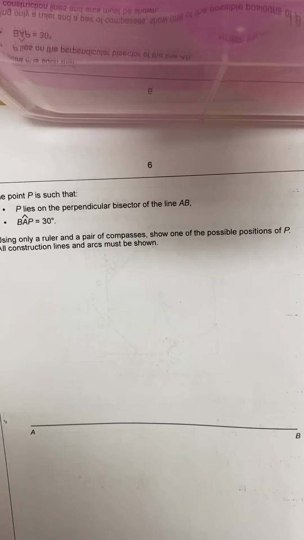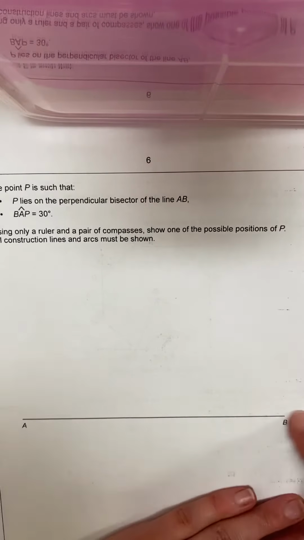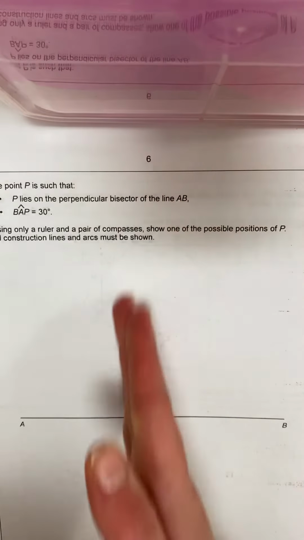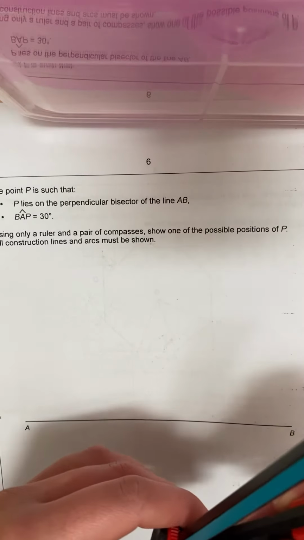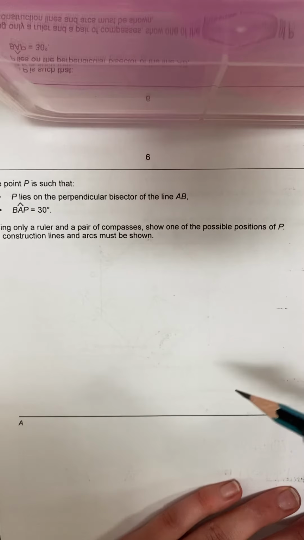Okay, so in this one we have to find point P, and the first thing that we need to think about is the part where it tells us that point P lies on the perpendicular bisector of AB. So we've got AB here, and a perpendicular bisector is where we're splitting this down the middle into two equal parts. So to do our perpendicular bisector, you're going to need a compass because we're constructing this. So we can't just guess where it's going to be.